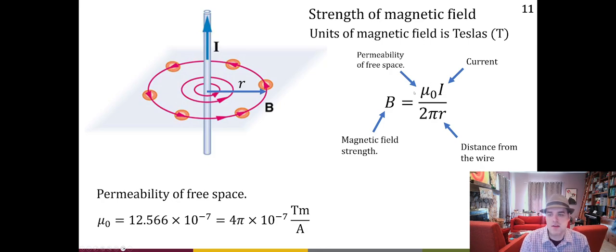It's just a constant. It's 12.566 times 10 to the negative 7th. Now, it's very close to 4 pi times 10 to the negative 7th, to like 7 significant figures. And so as opposed to using this number, we're just going to use 4 pi times 10 to the negative 7th as the value for mu naught here.